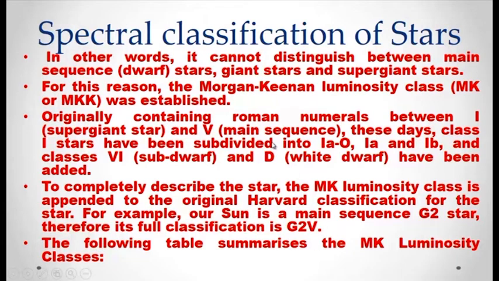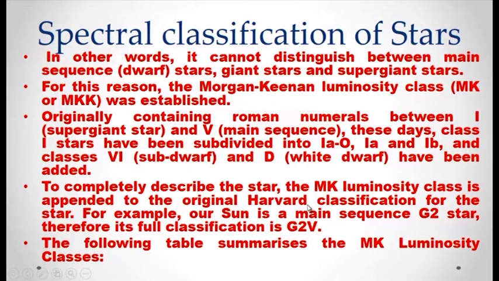In other words, the Harvard spectral classification cannot distinguish between main sequence stars, giant stars and supergiant stars. For this reason, the Morgan-Keenan luminosity class was established. Originally, this Morgan-Keenan class contained Roman numerals between 1 and 5. Later, 1 was divided into 1A and 1B, and more classes were added.